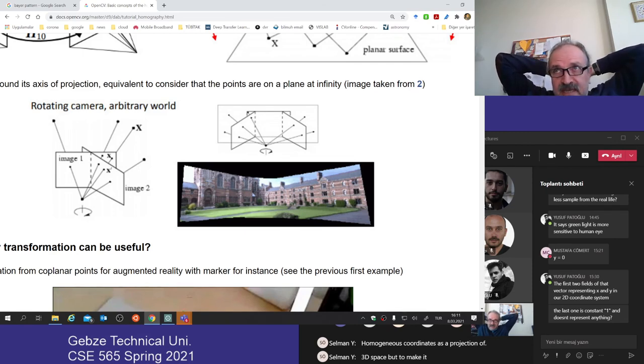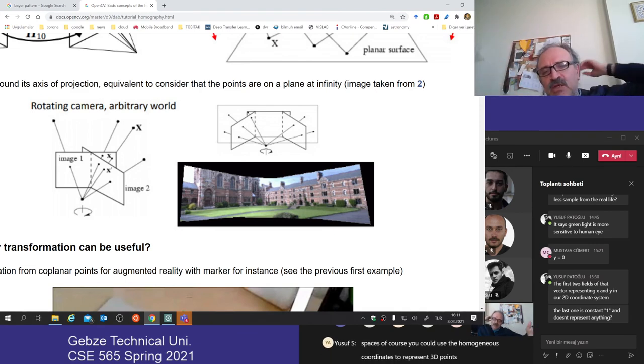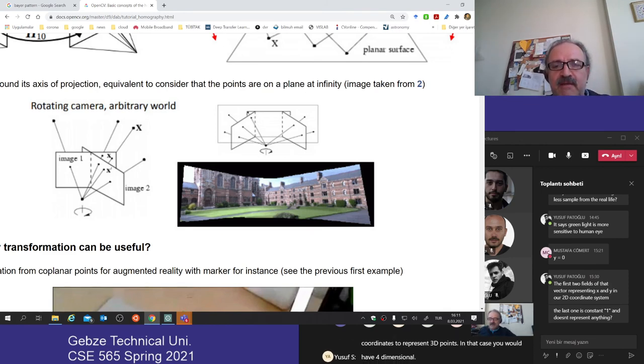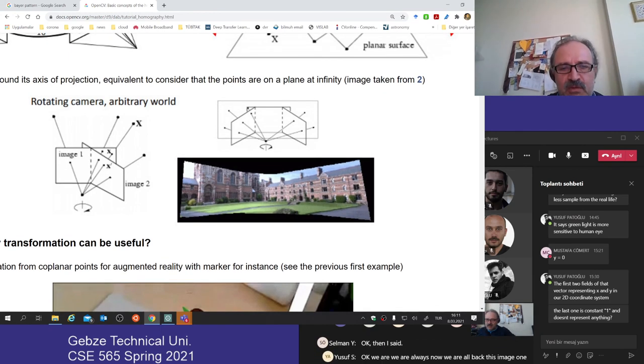No. You are making the same error again. Homogeneous coordinates have nothing to do with 3D spaces. Of course, you could use homogeneous coordinates to represent 3D points. In that case, you would have four-dimensional points. This image one and image two, they are all in two-dimensional space. We are talking about two dimensions here.